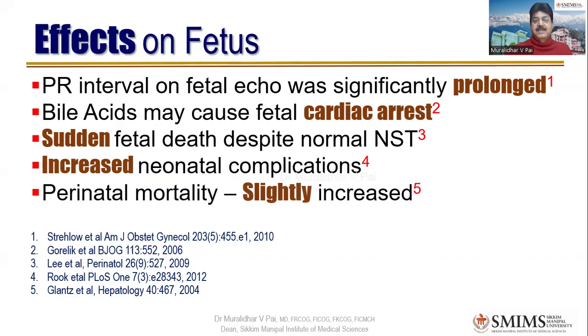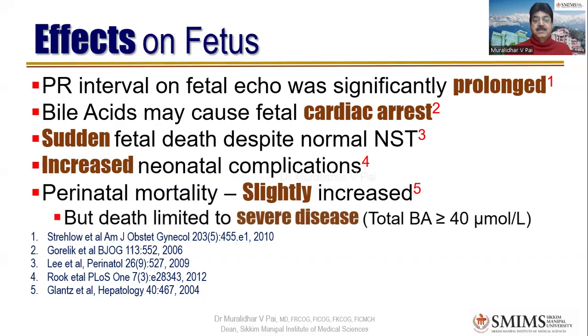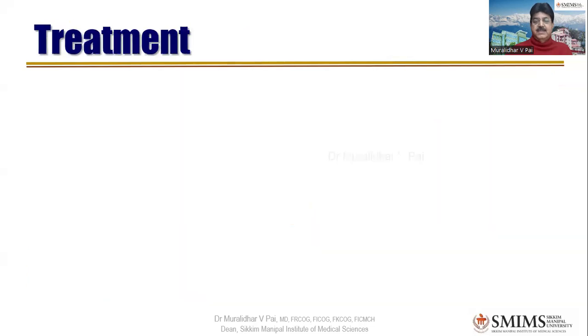Perinatal mortality is nothing but any death after 28 weeks up to 7 days. It is increased, but death is limited to severe disease. So wherever bile acids are more than 40 micromole per liter, only then does death occur. Mild elevations will not really bother. So it's important to estimate bile acids along with the liver enzymes in this patient. If it is more than 40, it is dangerous.